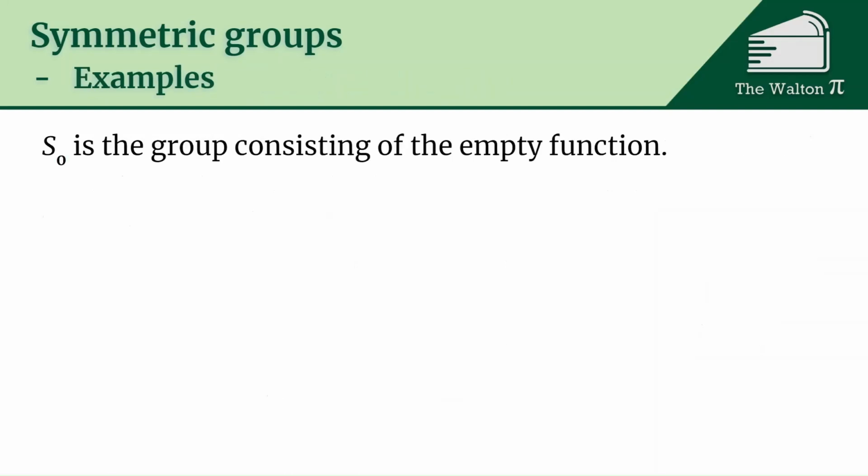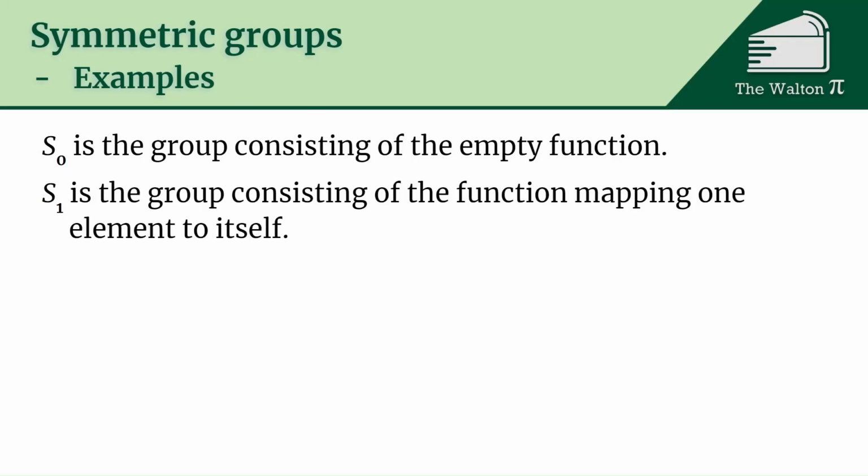So let's look at some examples. S0 is the group consisting of the empty function. The empty function sends nothing to nothing, but it is a valid function, and so it's just the group that consists of that one thing. S1 is the group consisting of the function mapping one element to itself. Still just one function, so S0 and S1 are essentially the same. They both are just a group consisting of one element.